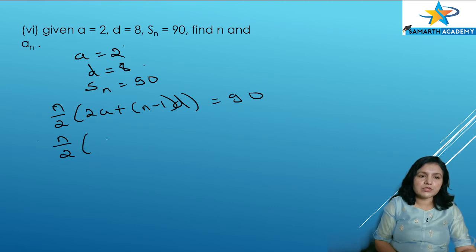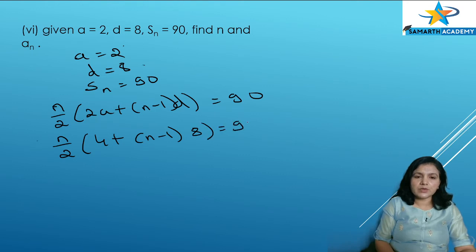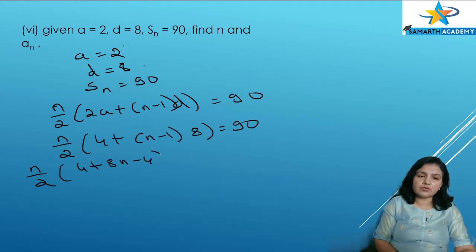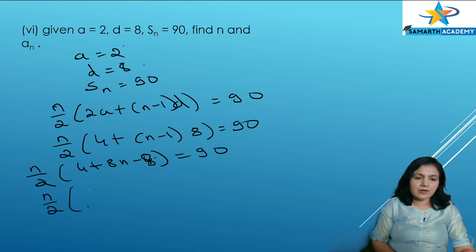So n by 2 into 2 into 2, 4, plus n minus 1 into D, which is 8, equal to 90. Let's simplify this. N by 2 into 4 plus 8n minus 8. So 4 minus 8 is minus 4. 8n minus 4 equal to 90.